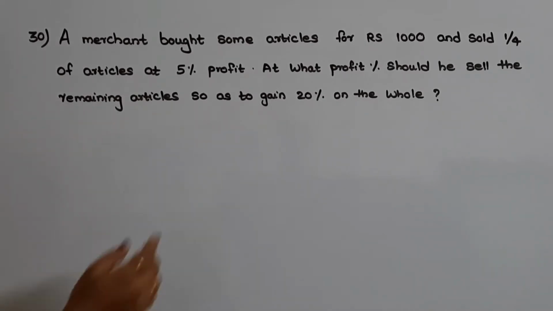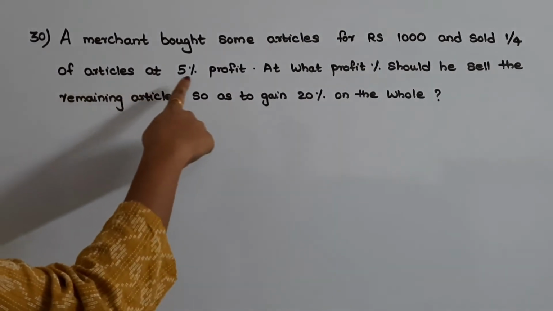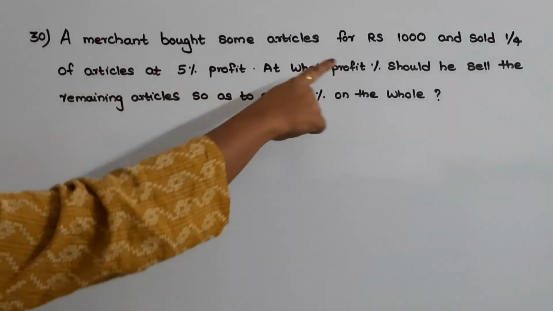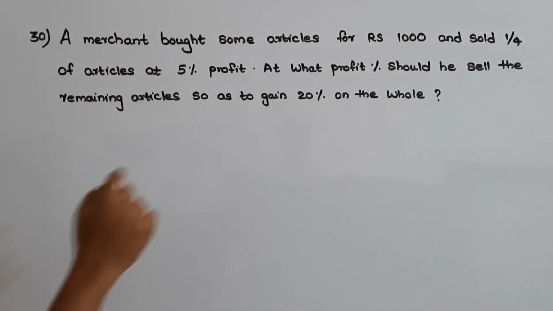The next question is, a merchant bought some articles for rupees 1000 and sold 1/4 of the articles at 5% profit. At what profit percentage should he sell the remaining articles so as to gain 20% on the whole?